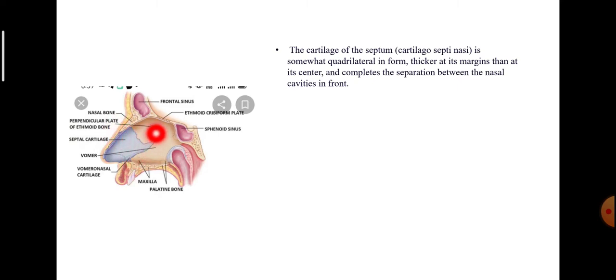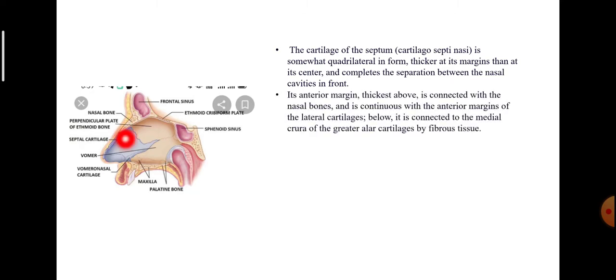in front. The septum of the nose is made up of a cartilaginous and bony component. In front is the cartilage, behind is the bone. The bony components comprise two parts, the perpendicular plate of ethmoid and the vomer.